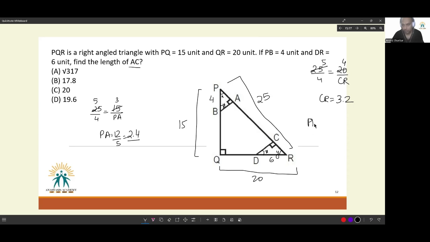So AC will be equal to PR. AC is equal to PR minus PA minus CR: 25 minus 2.4 minus 3.2, which will get us to 25 minus 5.6.